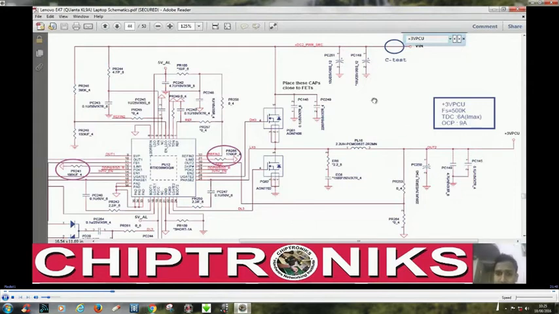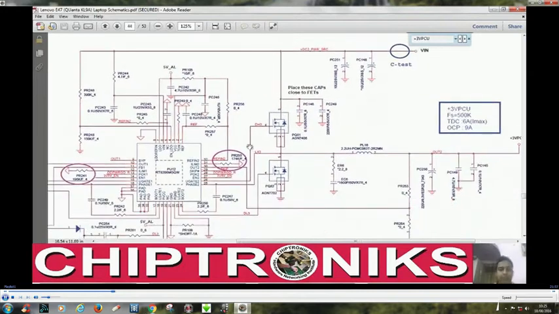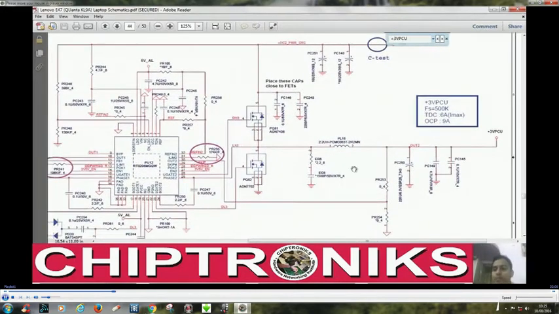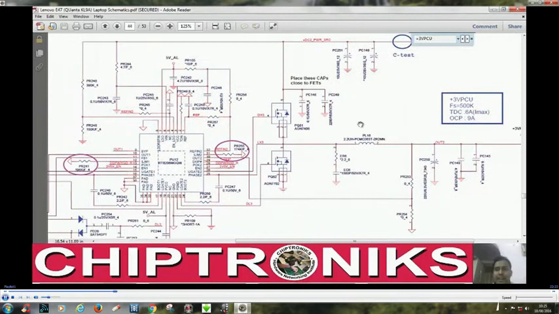Okay, so this plus 3V PCU is coming from this voltage regulator when it gets V in. When you connect the adapter to the laptop motherboard, then V in would be generated. We have already discussed how V in is generated. After V in generation, this plus 3V PCU will be generated via this voltage regulator.